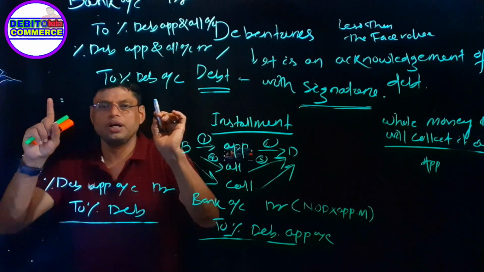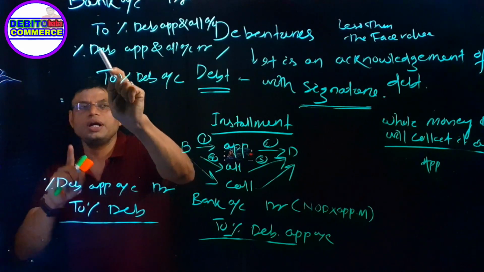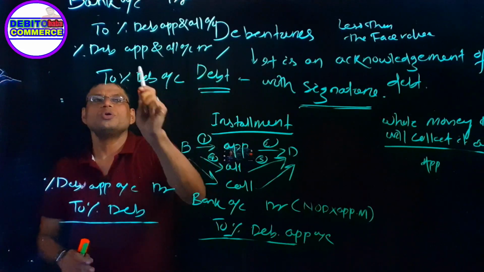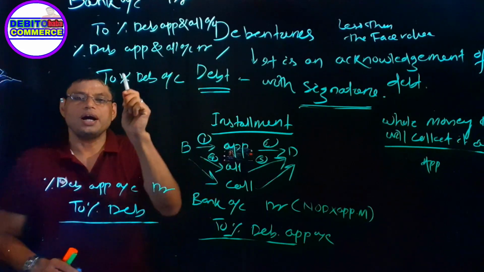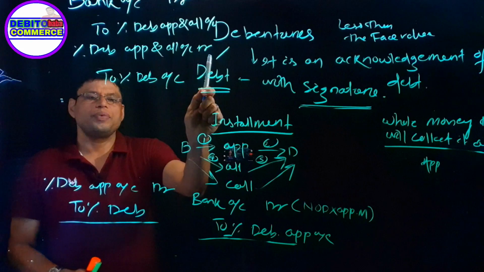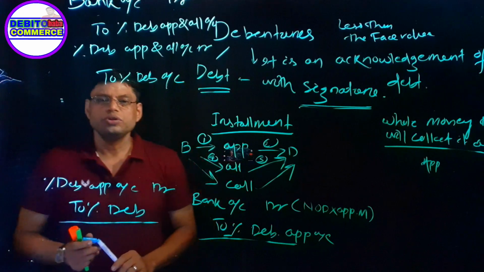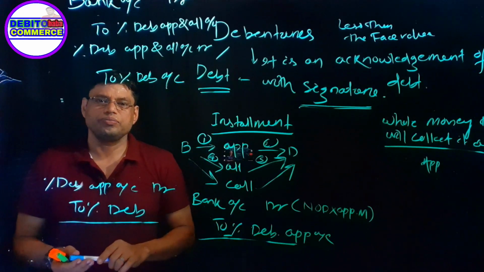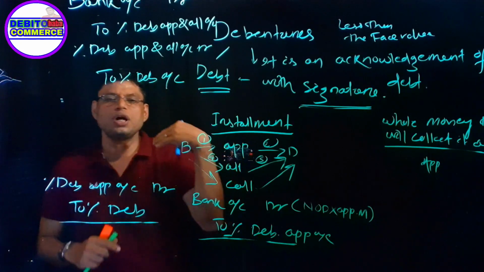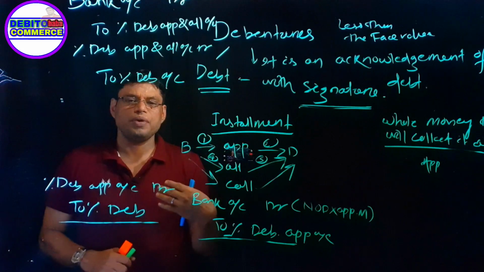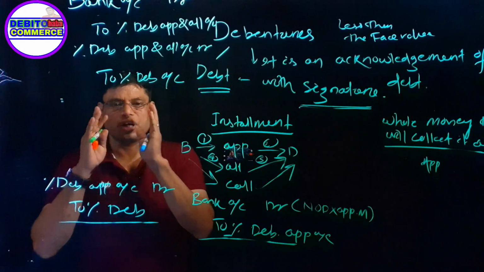If they are collecting all the money with application, your entry will be bank account debited to dash percent debenture application and allotment. The next entry will be dash percent debenture application allotment account debited to dash percent debentures account. Right. Now, if the company is issuing at various issue prices, that means issued at par, issued at discount, issued at premium, how will the entry be? Before going to that entry, once again I will just recap the things.